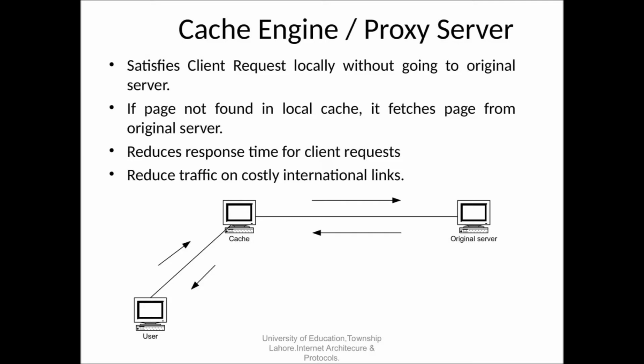Dear students, you can see a simple diagram over here. There is a user and a cache engine or proxy server. The user makes a request, and first of all this request is checked by the proxy server. If the proxy server can't process that request, the request is forwarded to the original server, the original server replies to the cache, and that cache engine or proxy server replies to the user, and the user gets the response in this way.